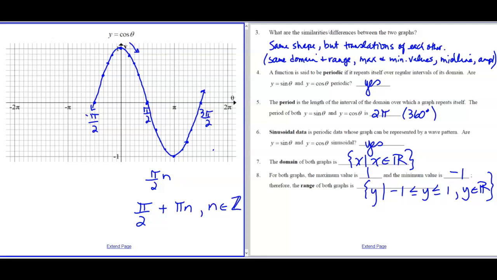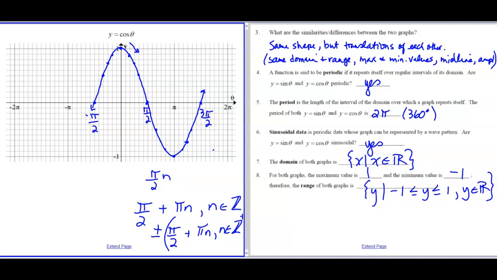Or you could use plus or minus pi over 2 plus pi n, where n is positive. No, because that doesn't actually give you everything. That still only gives you positive, even with the plus or minus. I would just keep it like this, personally. I don't use the plus or minus, but there's more than one way of stating that.